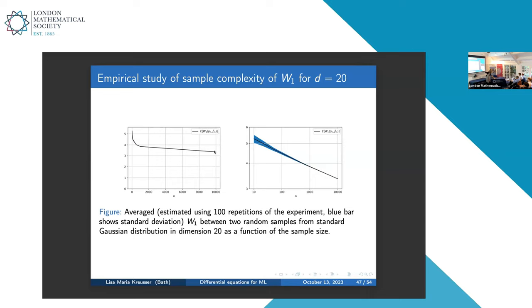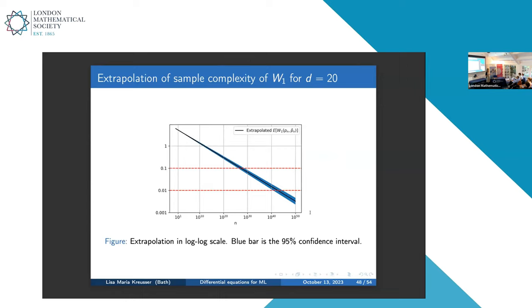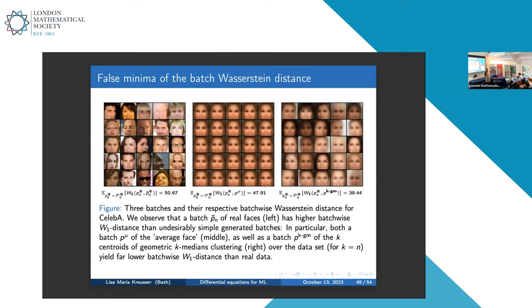So if we increase the number of samples even further, then we could extrapolate how many samples we would actually need to have that Wasserstein 1 distance be something reasonably small. And it turns out that to obtain it reasonably small, we need to be in the order of 10 to the power 40, 10 to the power 50 samples, which is just computationally impossible. So what this exploration already shows is that the batch Wasserstein distance is not really what we want.